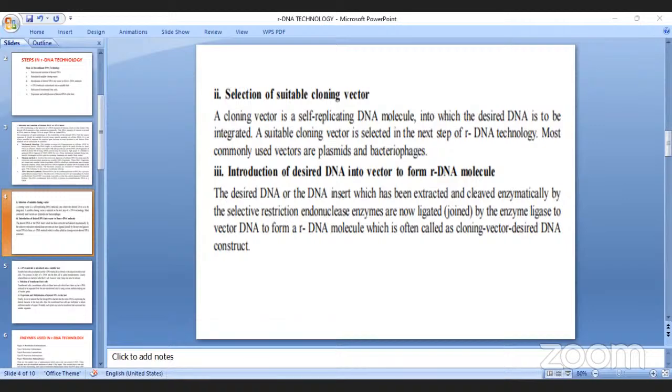Right, sorry for the inconvenience. Let's summarize rDNA technology once again. In rDNA technology, we get the desired character from joining two different genes. First, in this process, we select the host cell, and from it the desired gene is separated.